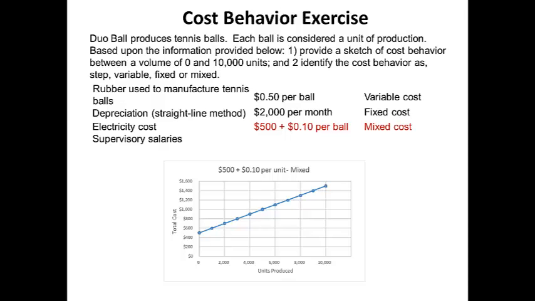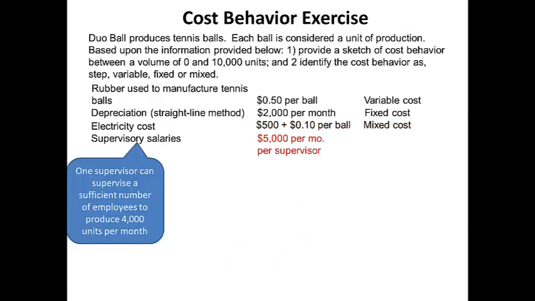Okay, the last item is supervisory salaries. Now, let's assume that a supervisor gets paid $5,000 a month. That's their salary. And we also know that a supervisor can supervise a sufficient number of employees to produce 4,000 tennis balls or 4,000 units. In other words, produce a volume of 4,000 units per month. Anything above 4,000 units, and we have to hire some additional employees, but we also have to hire a second supervisor to supervise those employees.